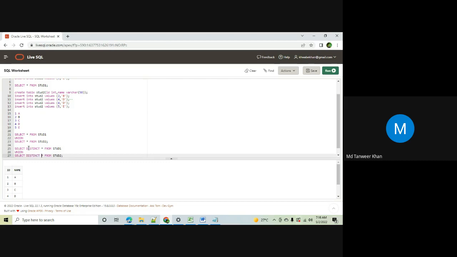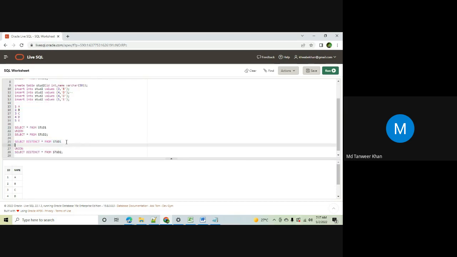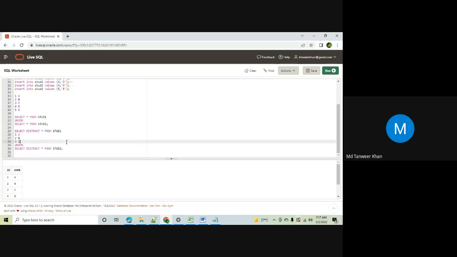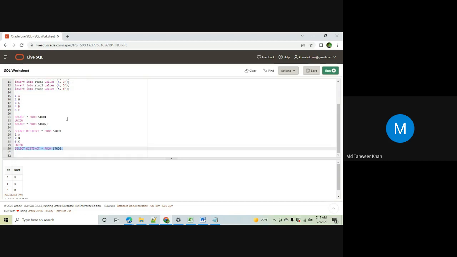It will take the distinct records from the student 1 table. So in the student 1 table, what are the distinct records? 1A, 2B, and 3C. Correct? So in student 1, you will get 1A, 2B, 3C. Is that clear, guys? And if I ask for distinct from student 2, what will you get? 2B, 5E, 4D. Is that correct?